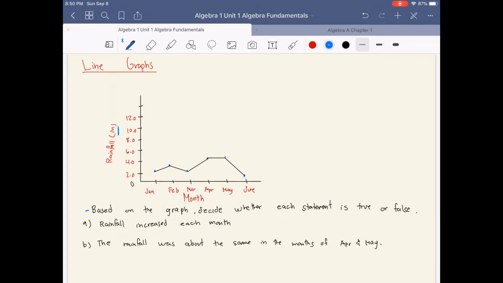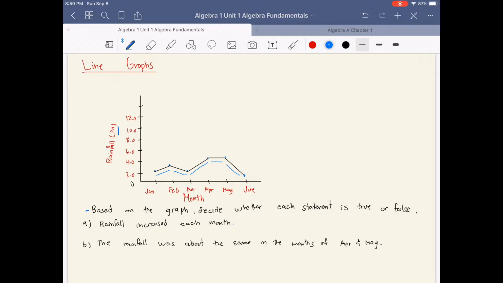Okay, so letter A. Rainfall increased each month. Is this statement true? Yes or no? So all you're going to look at is the graph. You can see from January to February, it's increasing. But from February to March, it's decreasing. March to April, it's increasing. April to May, it's stabilizing. Then from May to June, it's decreasing.